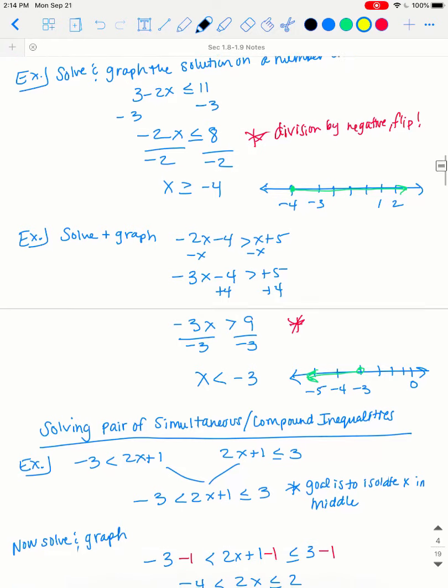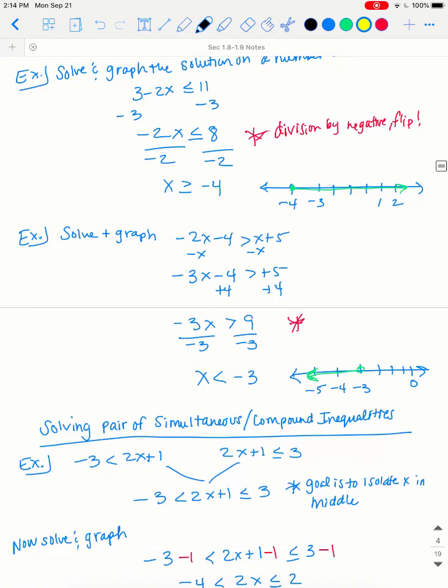So if we graph this solution, we have x is greater than or equal to negative 4. So since it's greater than or equal to, that's a solid dot. And then I want my solutions to be greater than negative 4 also. So I put the green all the way going right.